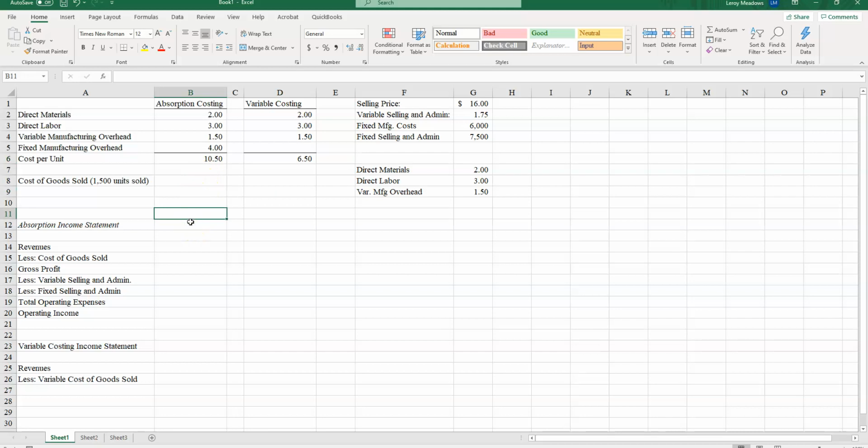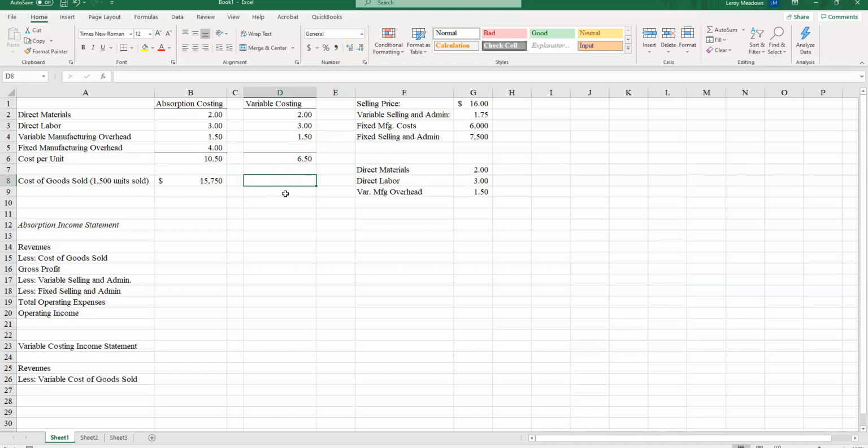So now let me give you another measure that you're going to see again. It's not included in the book, and it's not really clearly communicated in the examples at the end of the chapter. So let me go ahead and do this. Cost of goods sold. Under absorption costing, I'm going to take my full cost per unit, $10.50, times the number of units sold, and here we see 1,500. So my cost of goods sold under absorption costing will be $15,750.